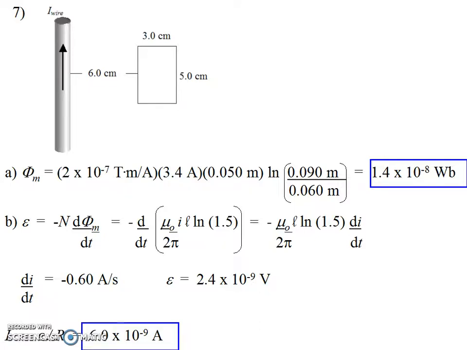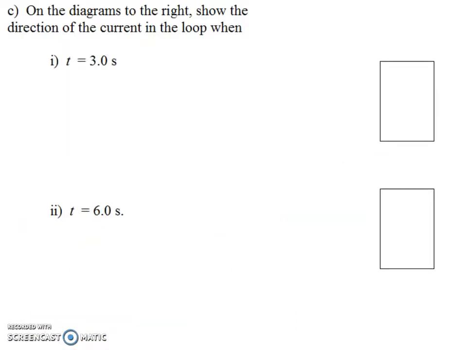Try that on your own, then come back to the video. Okay, so we're going to try to see what's happening at different moments in time, 3 seconds and 6 seconds. I'll break it down step by step. First, we want to find what the current is at 3 seconds. You put the 3 seconds into the function, which is giving 1.6 amps.